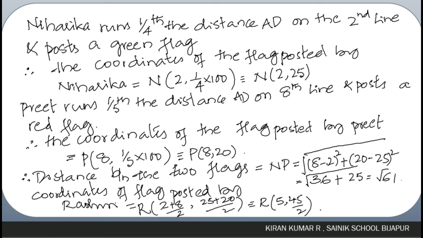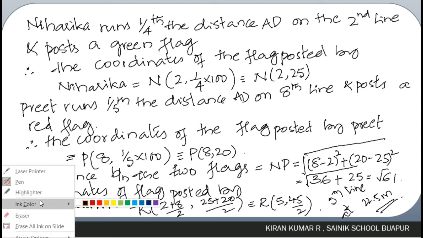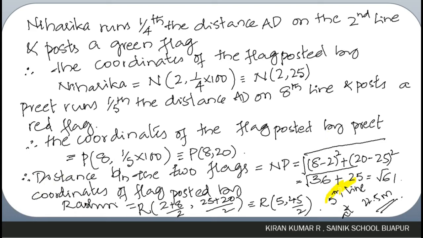Therefore, Rashmi should post the flag on the 5th line. Here 5 represents the 5th line, and at a distance of 22.5 meters. 45 by 2 is 22.5 meters. So we can mention that it's the 5th line at 22.5 meter distance. This will be the 5th line and 22.5 meters.